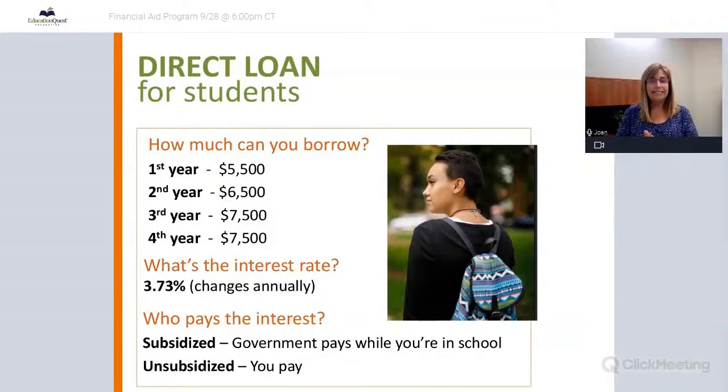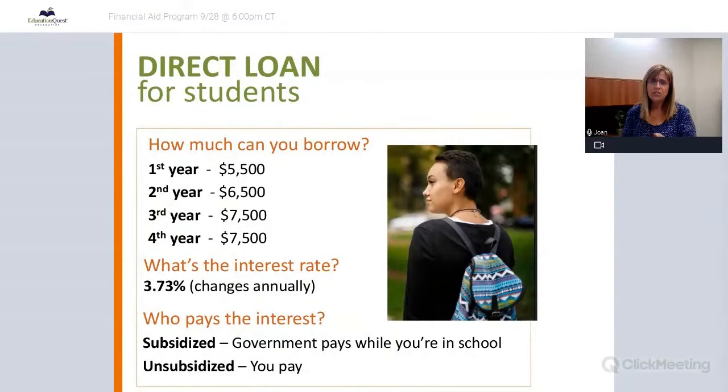Now, the interest rate is actually a fixed interest rate. So when a student borrows loans for this upcoming academic year, that interest rate is going to be locked in at the 3.73 percentage rate. So for the life of that loan, that is the interest rate unless a student would choose to consolidate later on. But every year the interest rate on new loans will change. But this particular loan is fixed at that rate.